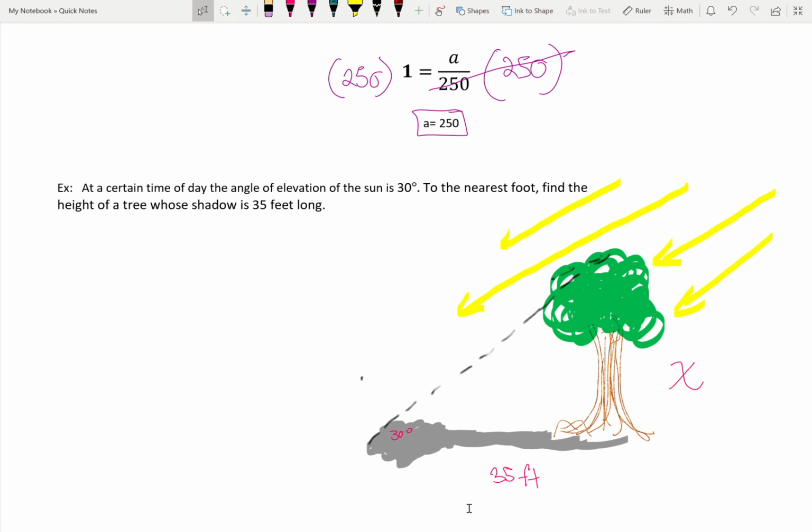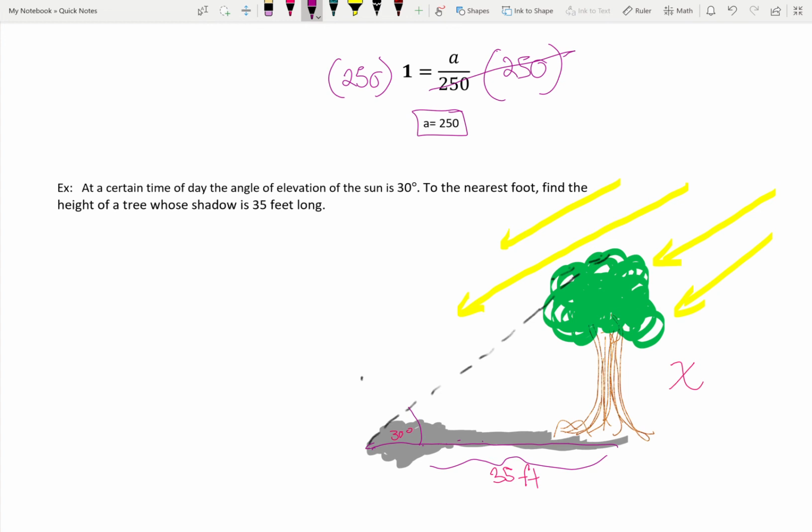All right, so these little yellow things that I drew, they're like rays from the sun. This is our tree. And this gray part right here, that's the shadow. And the length of that shadow is 35 feet. And if I'm down here and I look at the top of the tree, it's a 30-degree incline. So this angle right here is 30 degrees. And what they want us to know is what is the height of the tree.